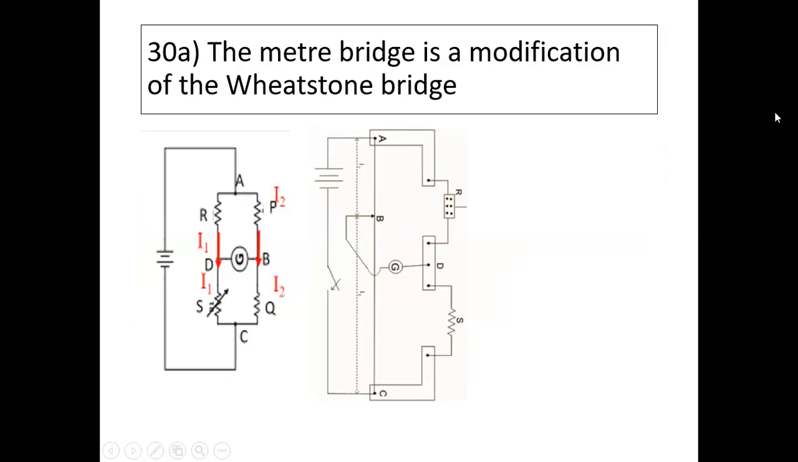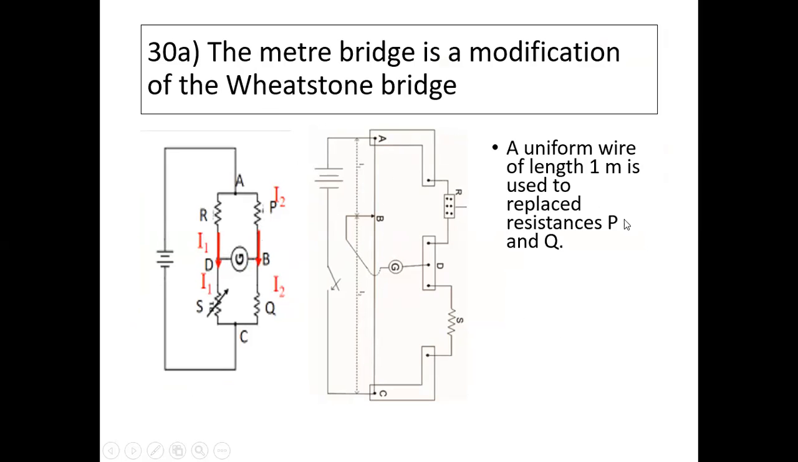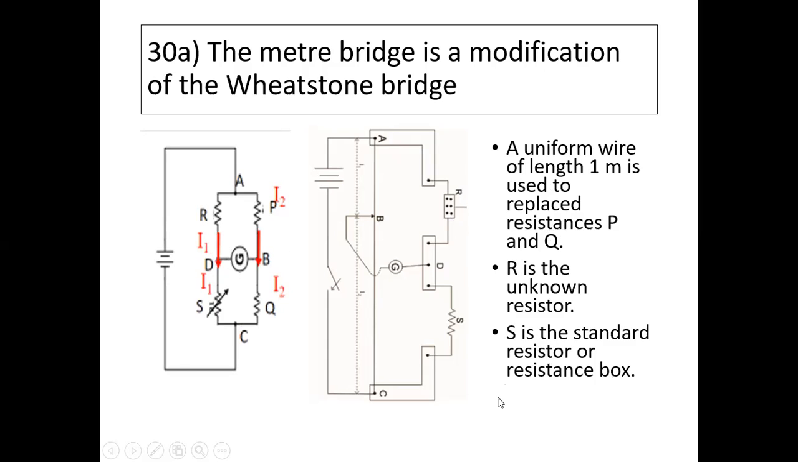It's just to show you the same relationship. There's your battery, there's your R, there's your S. Instead of P and Q, we have a length of wire, AC. A uniform wire of length 1 meter is used to replace P and Q. R is the unknown resistor. S is the standard resistor, which is allowed to change, or a resistance box.